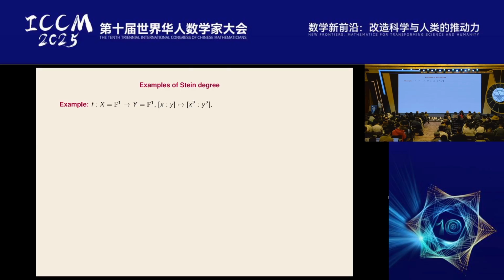Let's look at this map from P1 to P1, which sends [x:y] to [x squared:y squared]. This is, in fact, a finite morphism. And if we look at the Stein factorization of this, then because the map is finite, the first part of the Stein factorization is just the identity, and the second part is just the same map itself. This is just the finite part, which is the same as f. And then we can calculate the degree of this. The Stein degree is just the degree of the finite map, which is exactly 2.